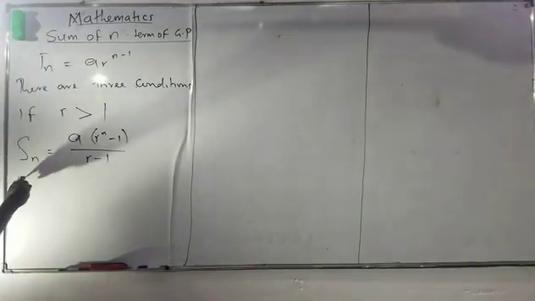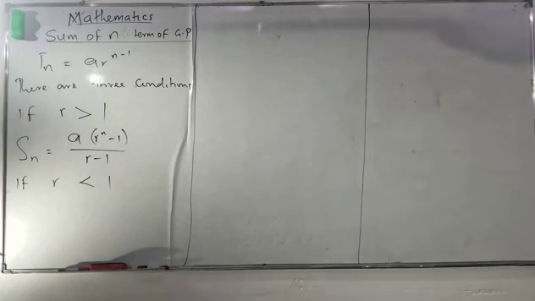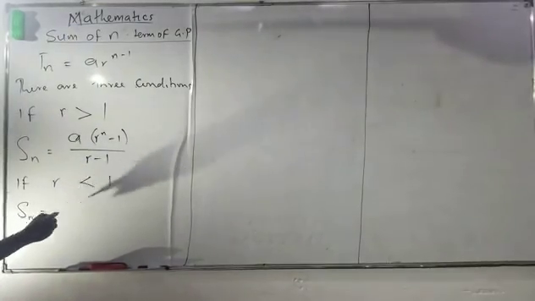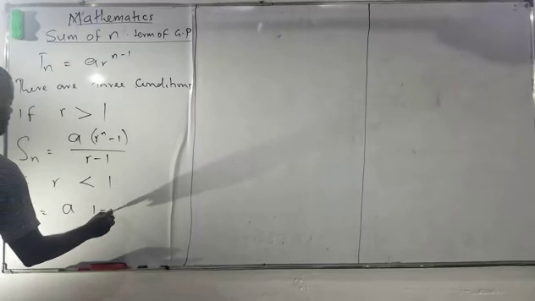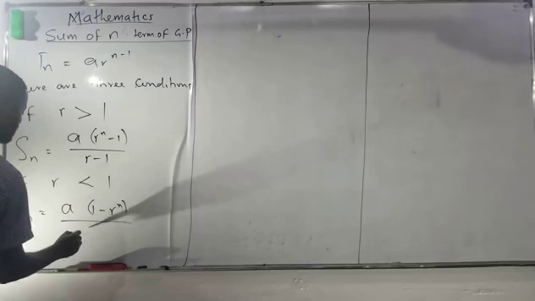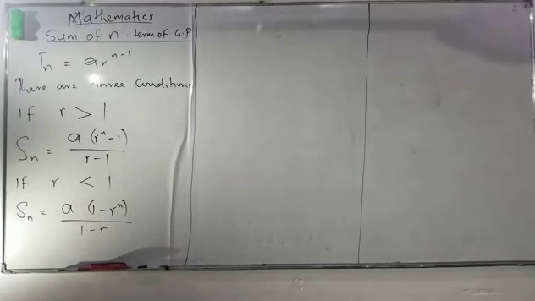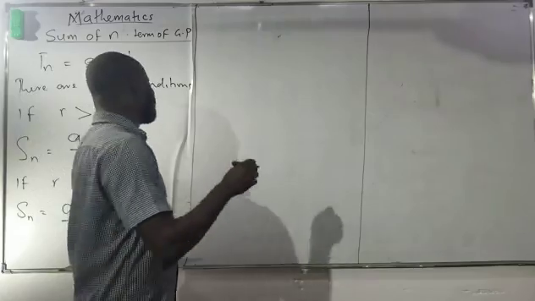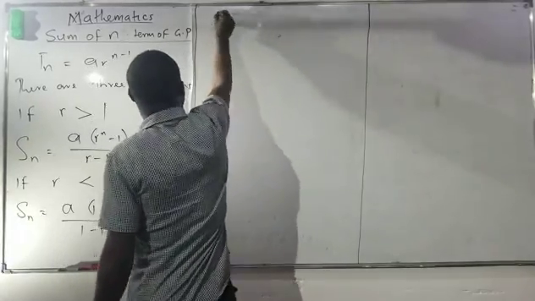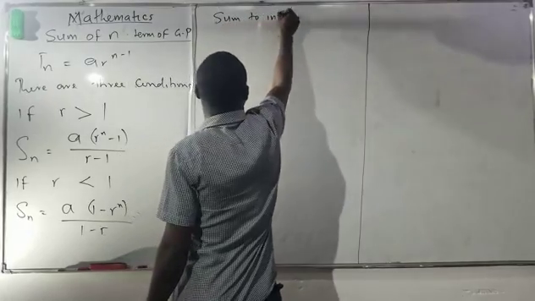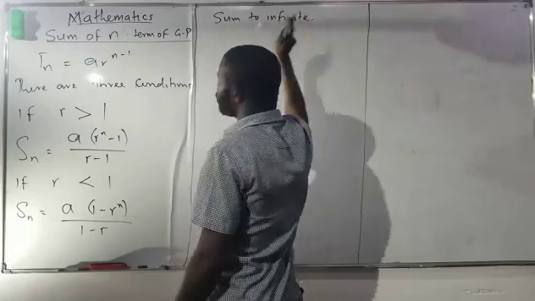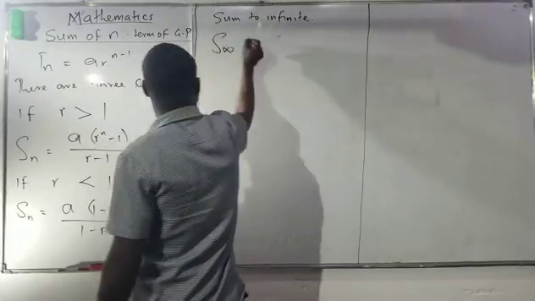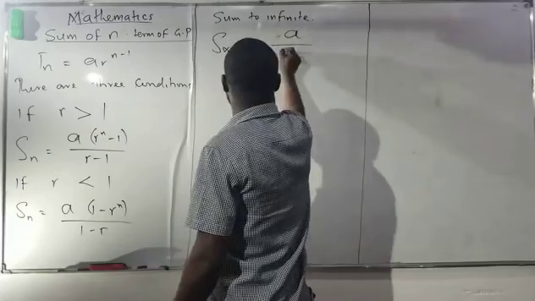The next one is if r is less than 1. At this point, my r is less than 1. It means my sum will be equal to a times 1 minus r raised to power n, in brackets, divided by 1 minus r. The last one, number 3, is the sum to infinity. When you are to find the sum to infinity, it will always be equal to a divided by 1 minus r.